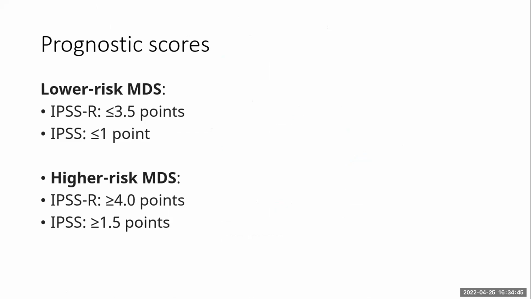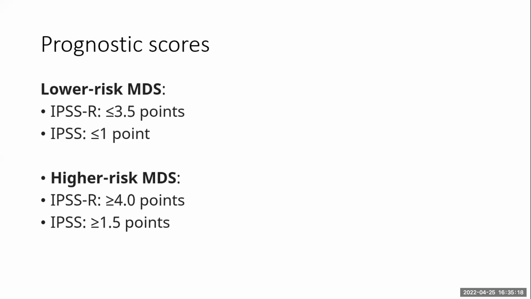So we prognosticate MDS by using certain values to classify it as lower risk or higher risk, and this will then determine what route to take in terms of management. There are two common scoring systems that are used: the IPSS, the International Prognostic Scoring System, which has been in use for probably two and a half decades, and then the revised edition of that, which has been in use for probably 12 or so years.